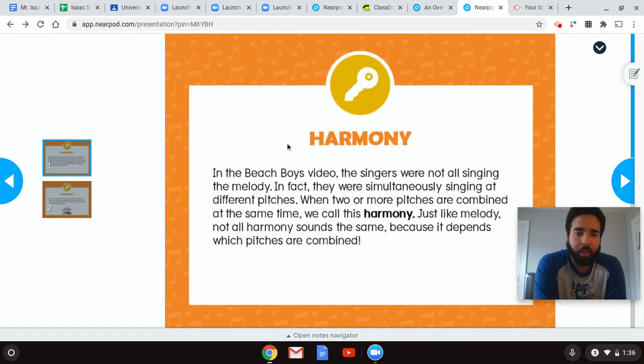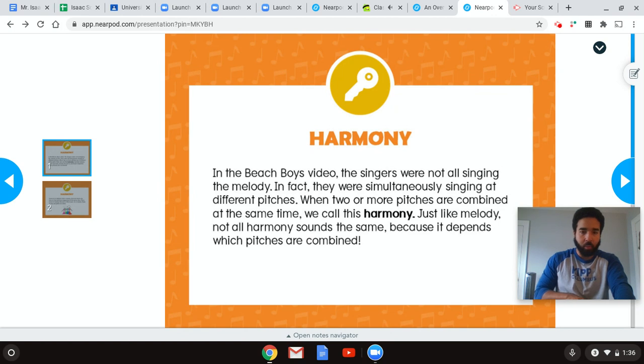This says in the Beach Boys video, that's okay. We're going to talk about the Pentatonics video, where the singers were not all singing the melody, as we just answered. In fact, they were simultaneously singing at different pitches. When two or more pitches are combined at the same time, we call this harmony. Just like melody, not all harmony sounds the same because it depends which pitches are combined.